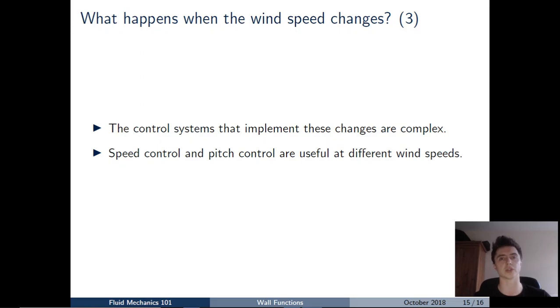So speed control is typically used before we reach rated power, so this is at relatively low wind speeds. As the wind speed picks up, we spin the rotor a bit faster. Whereas at high wind speeds, when we've gone beyond rated power, we tend to pitch the blades. But I'm not going to go into too much more detail on these control strategies here. And really, if you want to know more detail, it's worth diving into the literature and looking at these control strategies in a bit more detail.